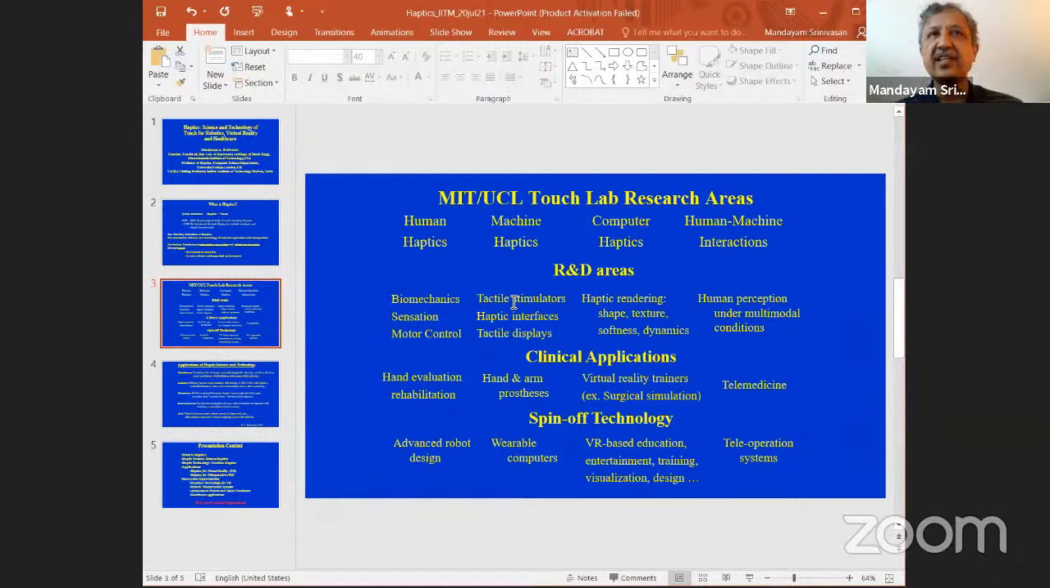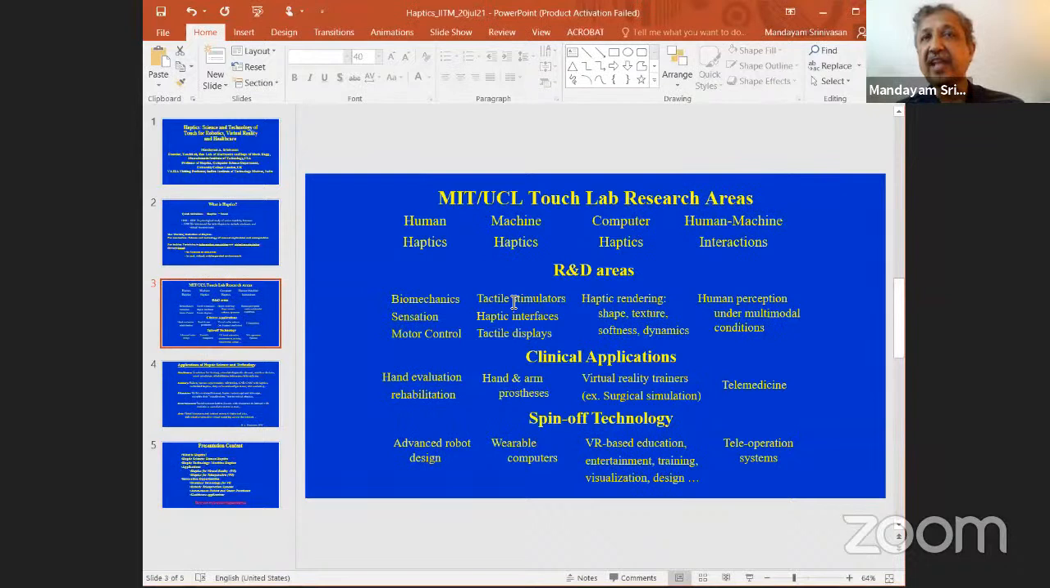Then, of course, we have worked on clinical applications. It can be hand evaluation for rehabilitation. It can be smart prostheses. It can be virtual reality-based trainers, such as in surgical simulation, where Manivannan and I have worked for a long time in terms of training surgeons, say, to perform minimally invasive surgery through virtual reality-based trainers.